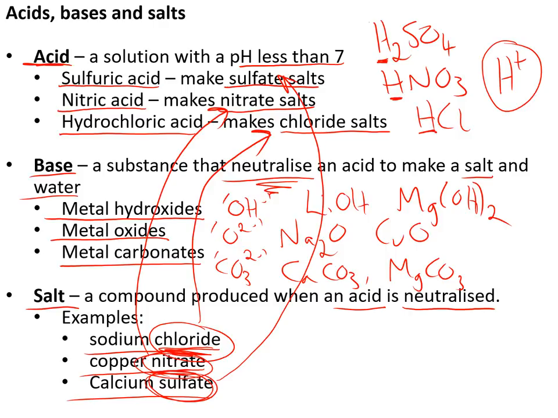And the last thing that's worth pointing out, I'll use a different colour because it's getting a bit busy, is that the first part of the name comes from the base that we're working with. So whatever the metal part of the base is gives us the first half of the name of the salt. So, for example, if we had sodium hydroxide reacting, the salt is going to be sodium something. If we had copper carbonate, the salt would be copper something, and so on. So the name of the base and acid combined together to give us the name of the salt.